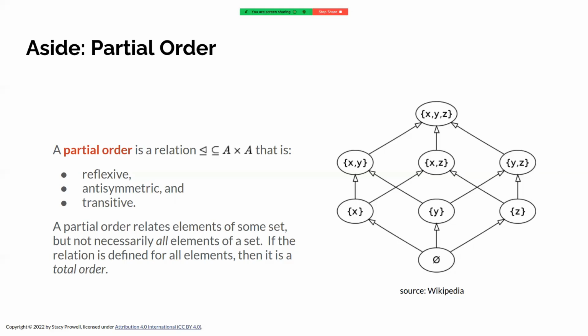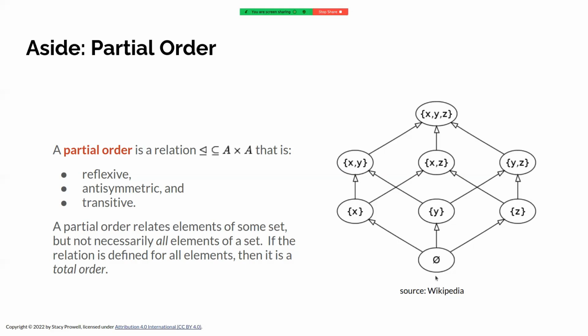Okay. So a partial order relates elements of some set, but not necessarily all elements, whereas a total order relates all the elements. An example of that is over here, and this is a common example of a partial order. It's the subset order. Up here at the top, I have x, y, and z. Down here, I have all the 2-element subsets of x, y, and z. Down here, I have the single element subsets. And then the empty set is a subset of every set.